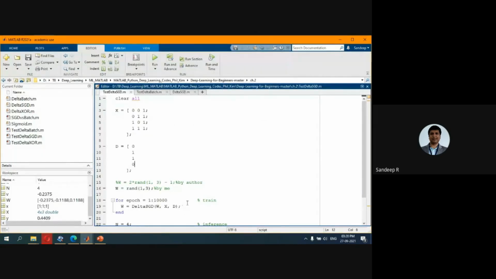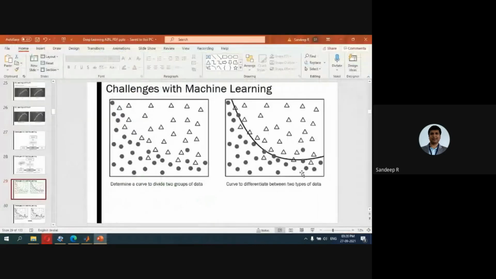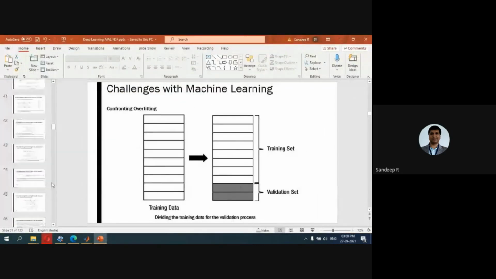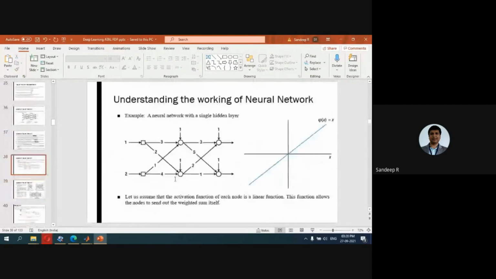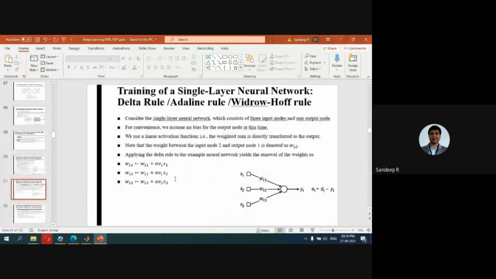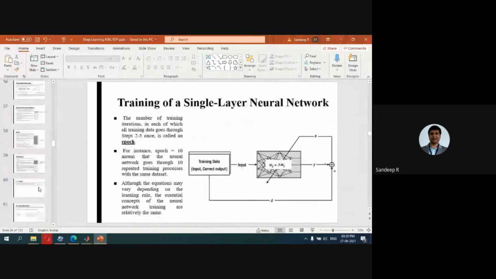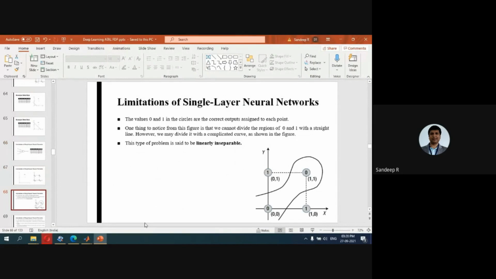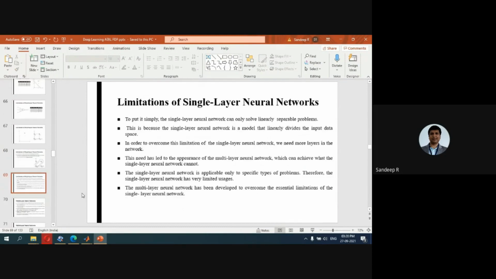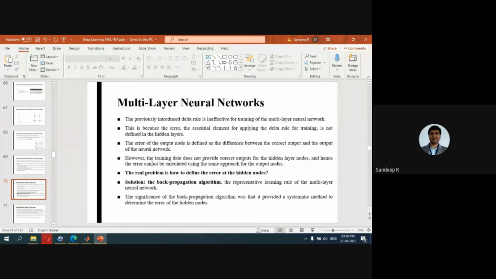That brings up the question: practically, most problems would be linearly inseparable problems. That means I cannot go further if I have only a single layer neural network, and I cannot solve this kind of problem with it. So what thought would have come? The thought would have been to go for a multi-layer neural network. That's how the multi-layer neural network originated.